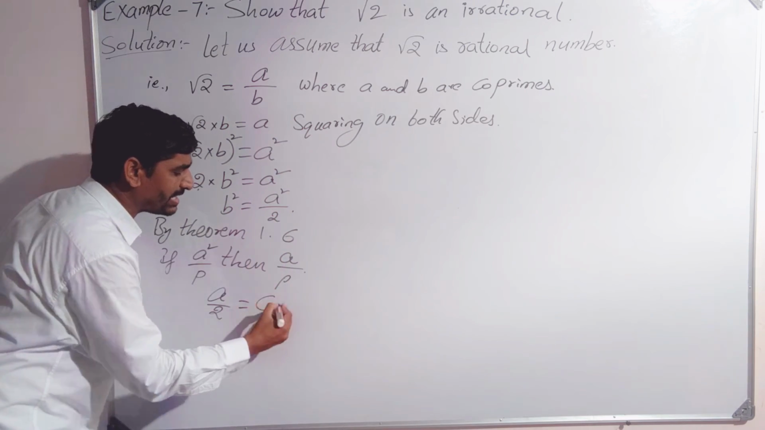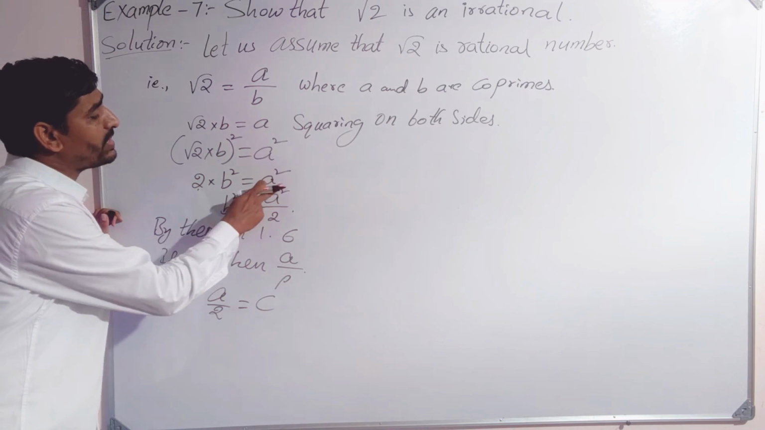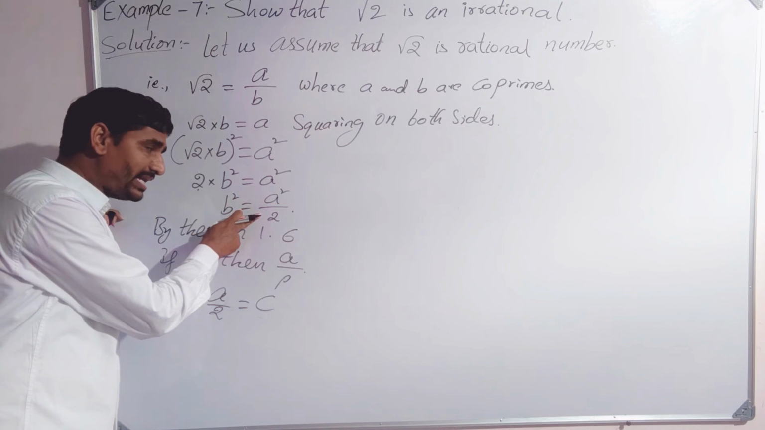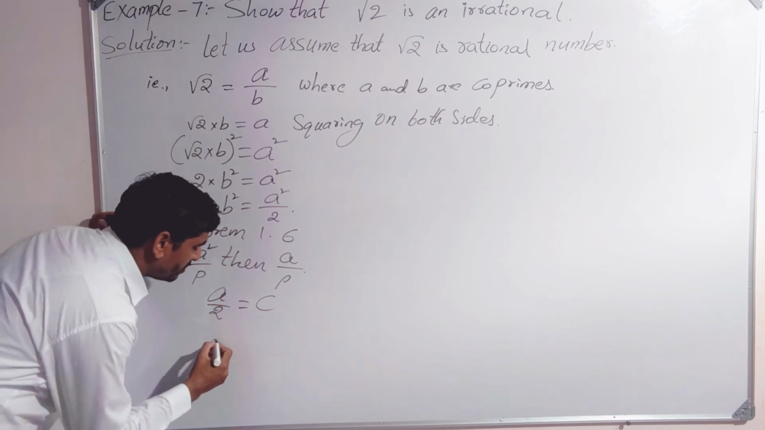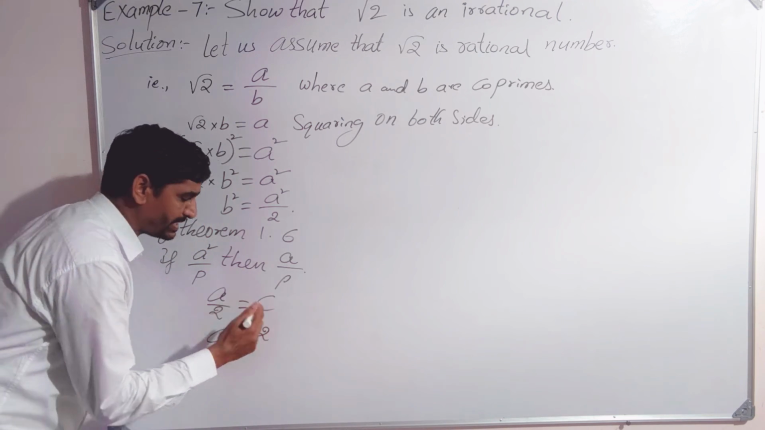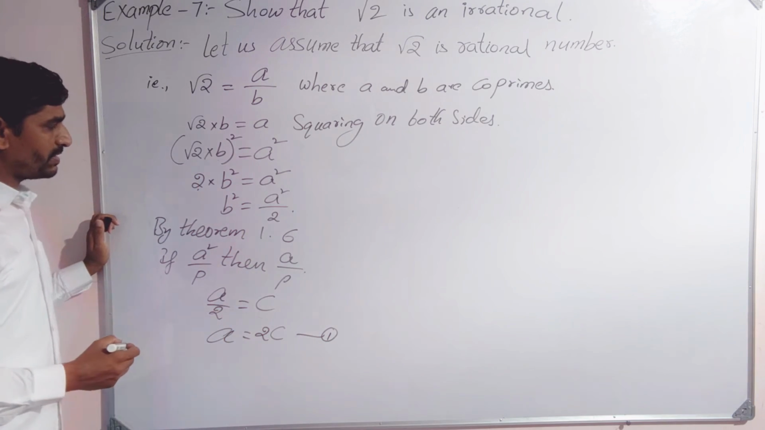What are we taking that as? That c. We are getting some value c because a square is divided by 2 exactly, then a is also divided by 2. From this we are taking: now this 2 comes to this side, 2 into c. Division becomes multiplication, 2c. This is equation 1.